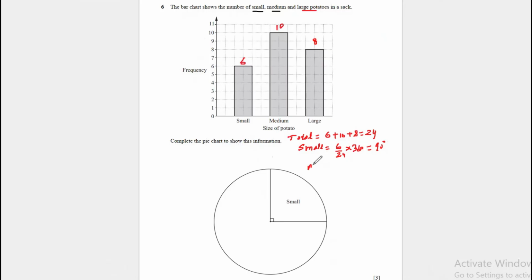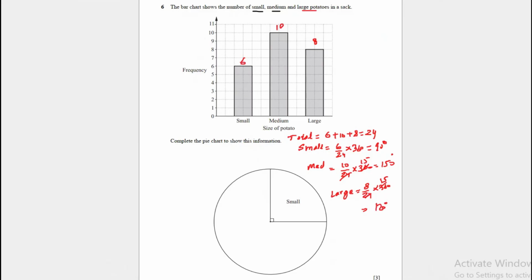And then for medium, we can say that it is 10 over 24 multiplied by 360. So here 15. So 15 into 10 gives us 150. These are degrees, okay? And lastly, we have large. So for large, we have 8 over 24 multiplied by 360, which is equal to, 24 can cancel 360. So 15 multiplied by 8, it is 120 degrees.